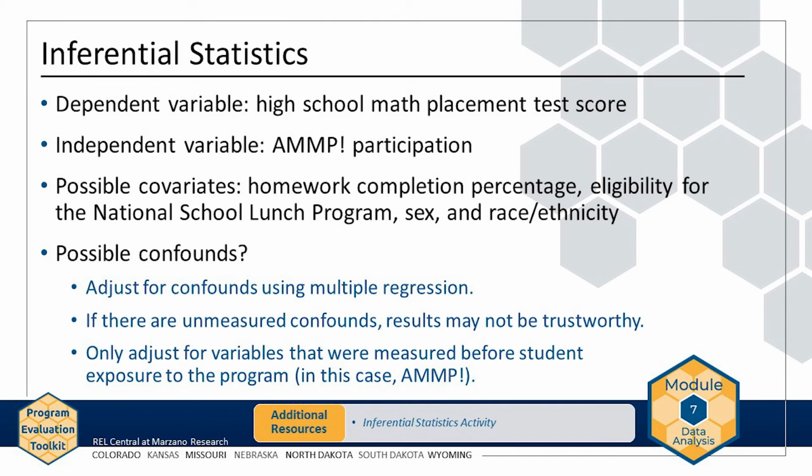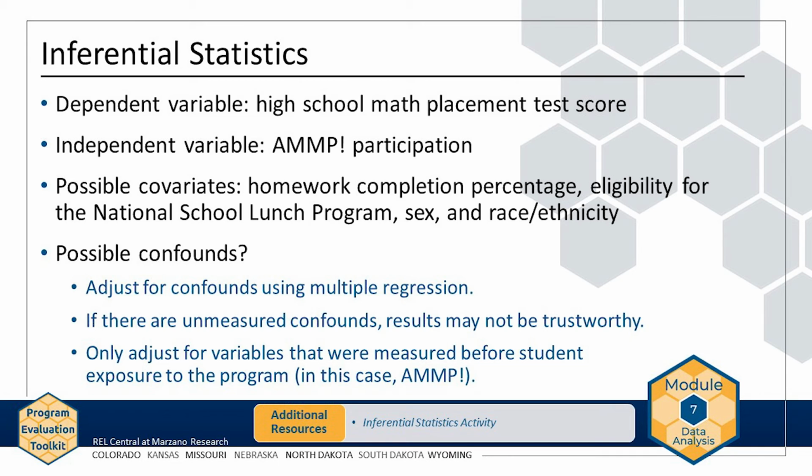Again, imagine you are a member of the AMP evaluation team and want to further address the evaluation question by using inferential statistics. To get started, download the Inferential Statistics Activity Workbook, available on the Resources page of the website. This Excel workbook includes all the clean variables from the Descriptive Statistics Activity Workbook, as well as 4 additional variables: homework completion percentage, eligibility for the National School Lunch Program, sex, and race, ethnicity. Assume that these additional variables have already been cleaned.